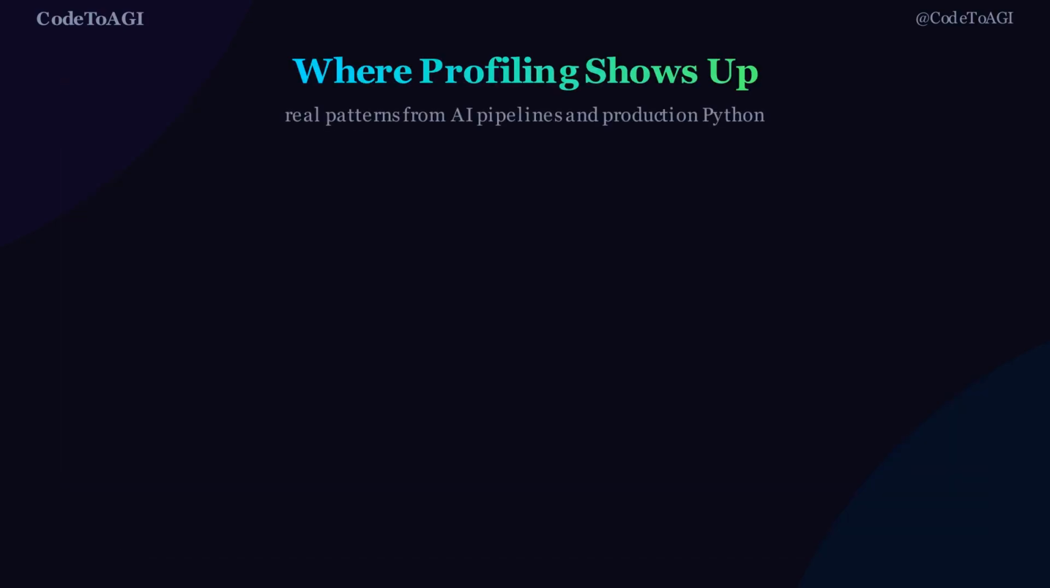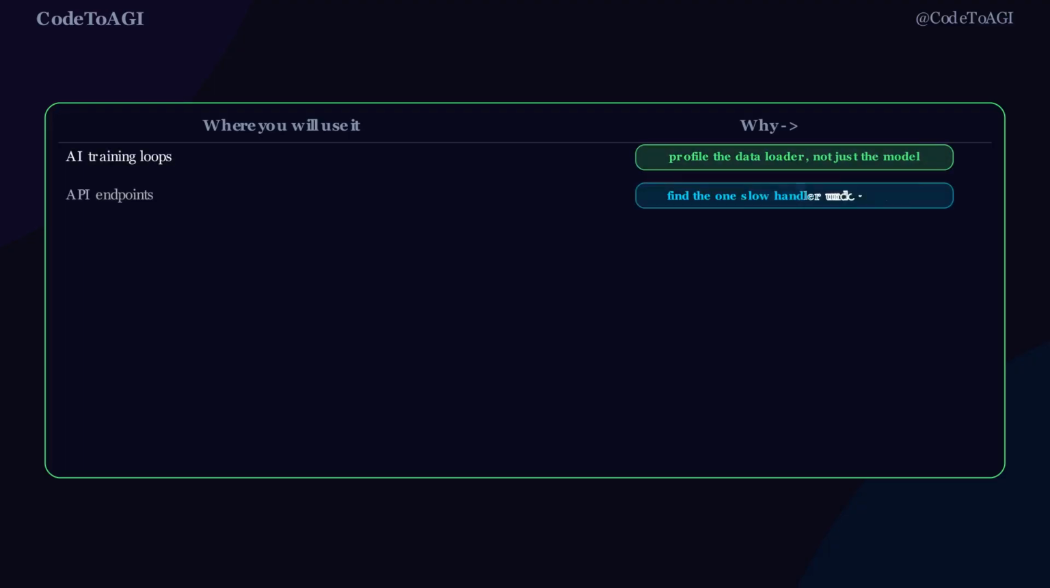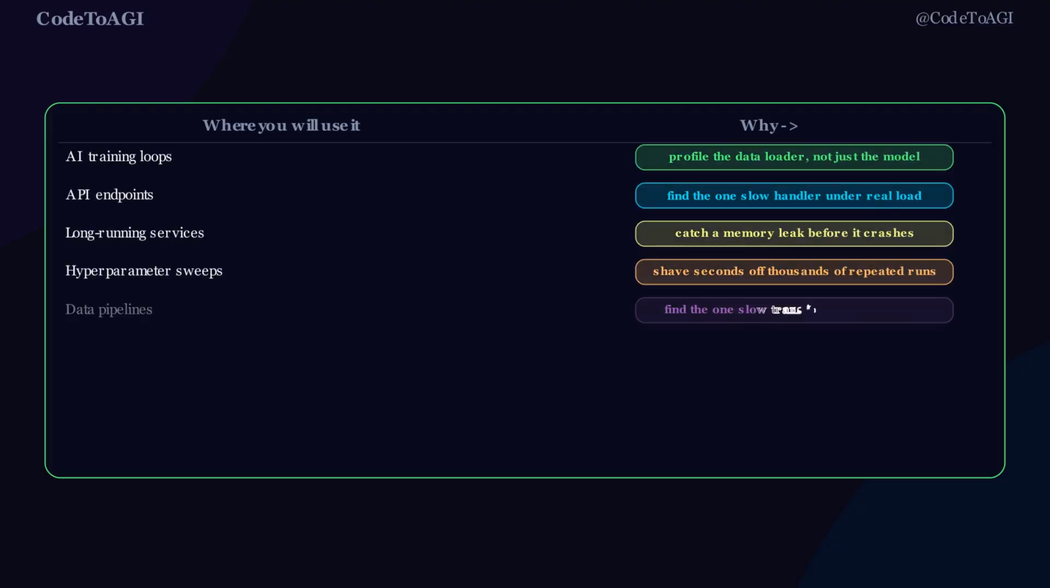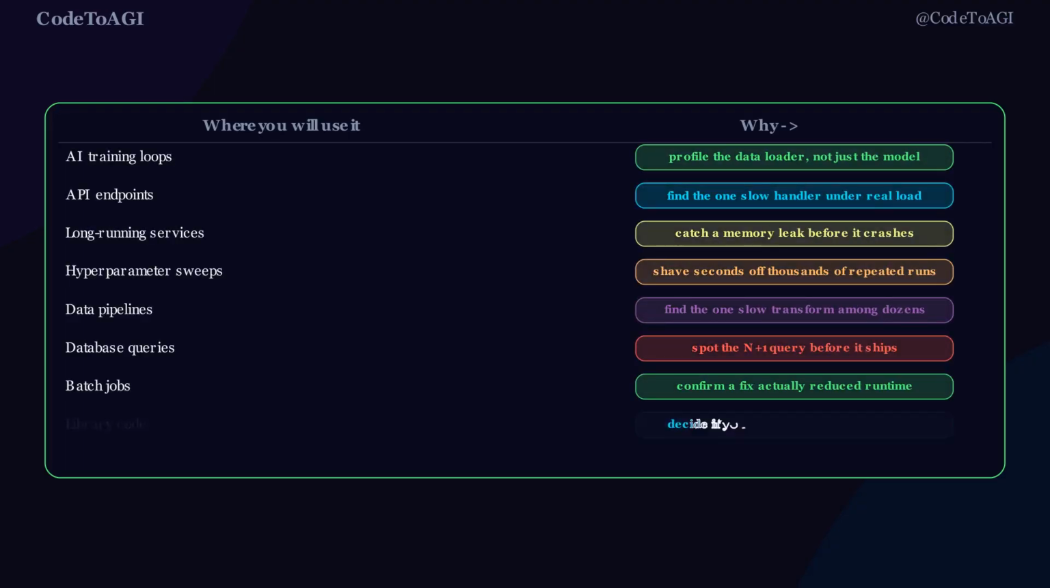4 places profiling saves real engineering time. AI training loops profile the data loader, not just the model. API endpoints find the one slow handler under load. Long-running services catch a memory leak before it crashes. Hyperparameter sweeps shave seconds off thousands of runs. Profile before you scale, not after the bill arrives.